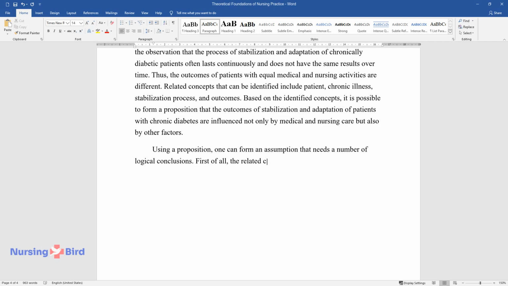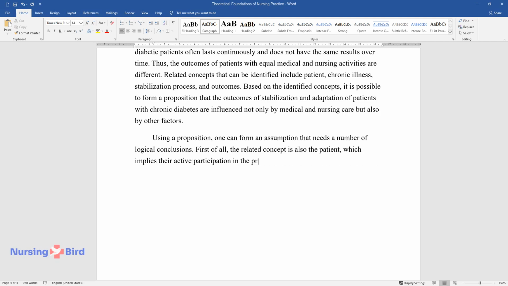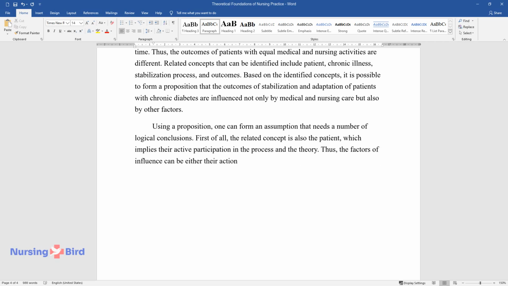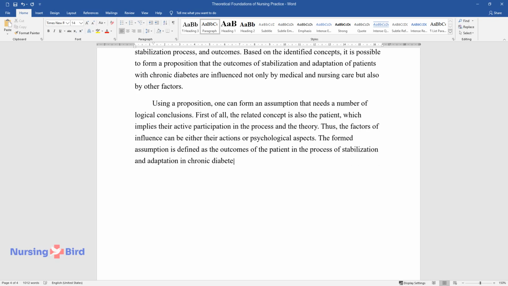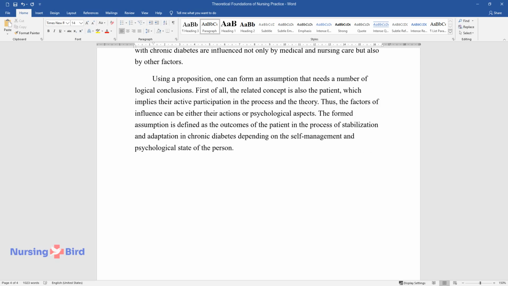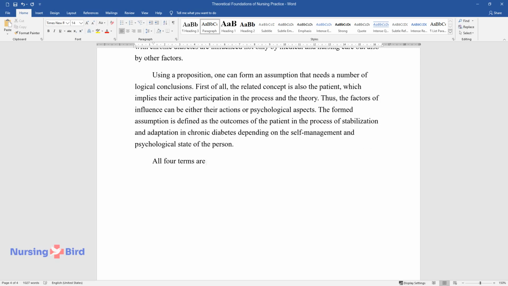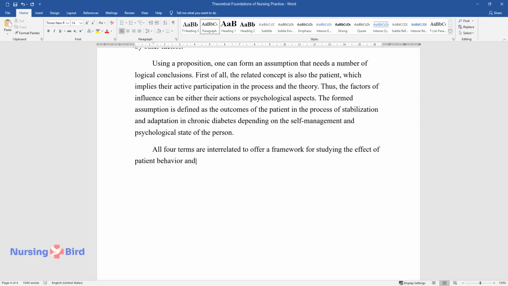First of all, the related concept is also the patient, which implies their active participation in the process and the theory. Thus, the factors of influence can be either their actions or psychological aspects. The formed assumption is defined as the outcomes of the patient in the process of stabilization and adaptation in chronic diabetes depending on the self-management and psychological state of the person. All four terms are interrelated to offer a framework for studying the effect of patient behavior and psychological state on the outcomes of therapy for chronic disease.